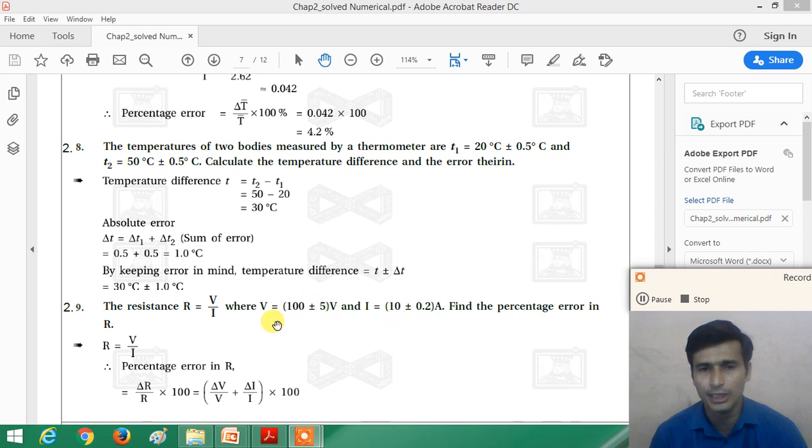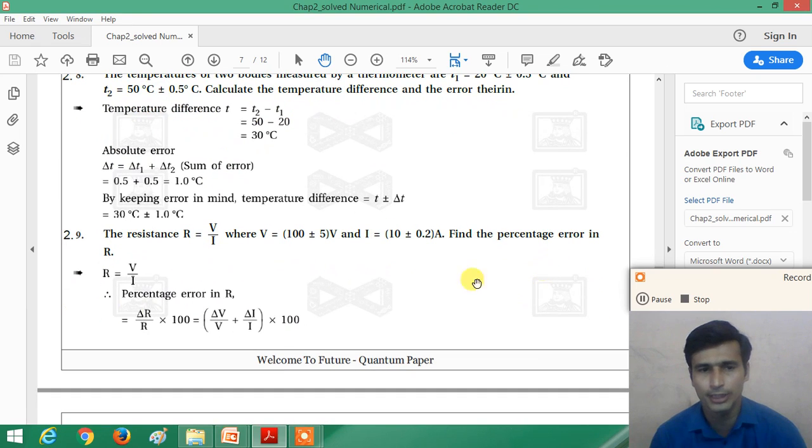So here the potential difference V is equal to 100 plus minus 5 volt. 100 is the true value of the potential and 5 is the average absolute error in the potential. Similarly, electric current I is equal to 10 plus minus 0.2 ampere. So the true value of the electric current I is equal to 10 ampere and 0.2 is the absolute error in the electric current. Find the percentage error in R.